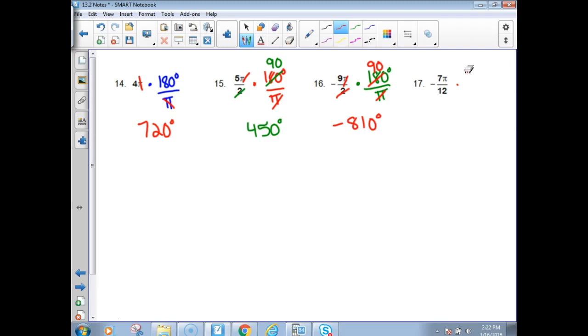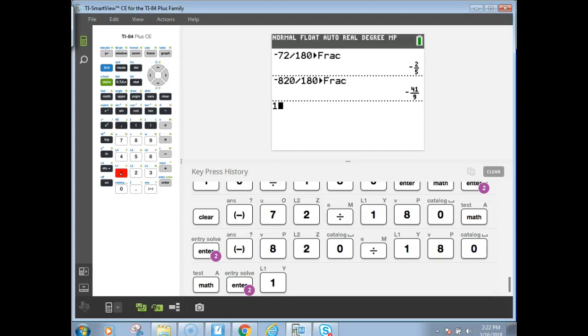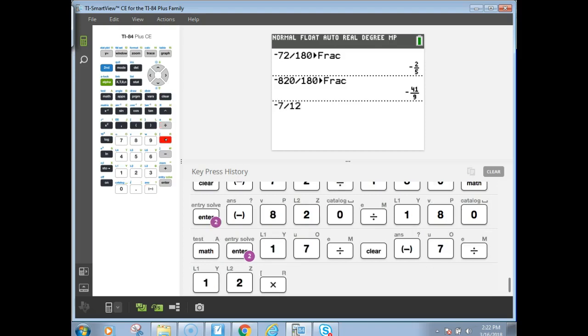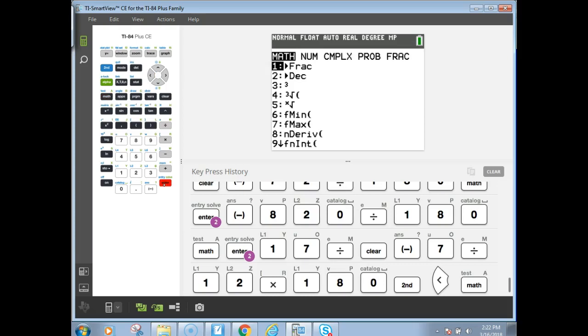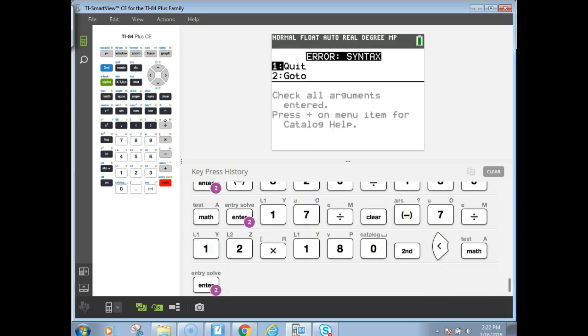And the last one, 180 degrees over pi. Cancel out. I think I'm just going to type that one. So I'll just go -7. Was it 12? Oops. I don't know where I got 17 there. -7 divided by 12 times 180. Only put in the numbers, not the pi. Second, oh, not second, math. Enter, enter. Oh, I did something goofy.